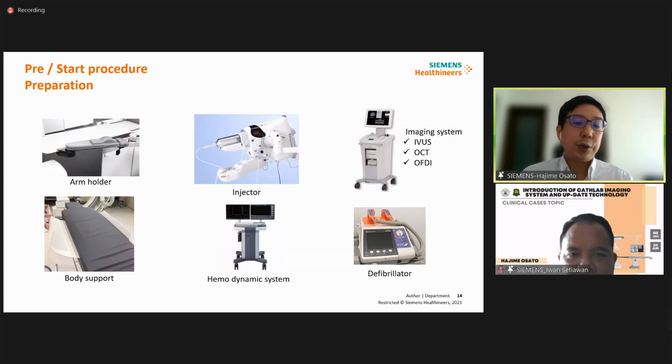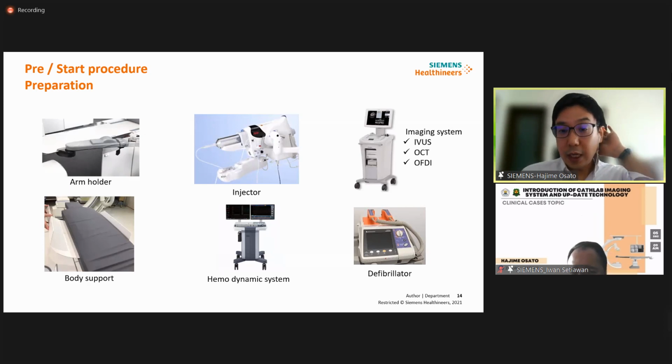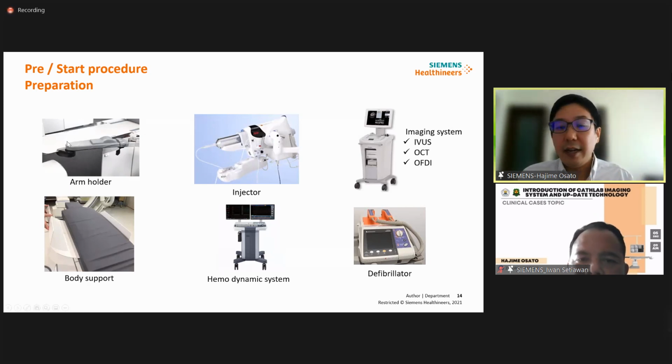If the patient uses an arm approach like a radial approach, we need to prepare an arm holder. And if the patient uses a groin approach, femoral approach, we need a body support for it. And a hemodynamic system is mandatory for the cardiac case. Injector and other imaging systems like IVUS are case by case. And do not forget to prepare a defibrillator as a complication support tool.